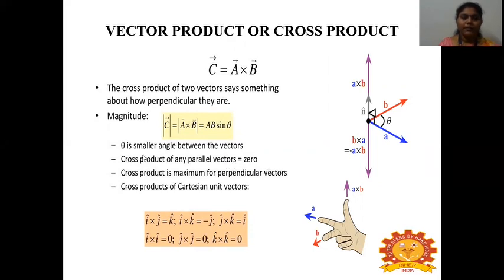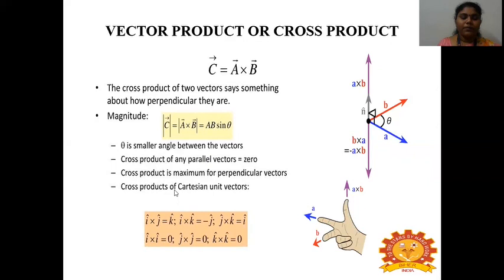In the dot product, we have seen that the dot product of two perpendicular vectors will be equal to 0. But in the cross product, if the vectors are parallel to each other, then it tends to 0. The cross product is maximum for perpendicular vectors.